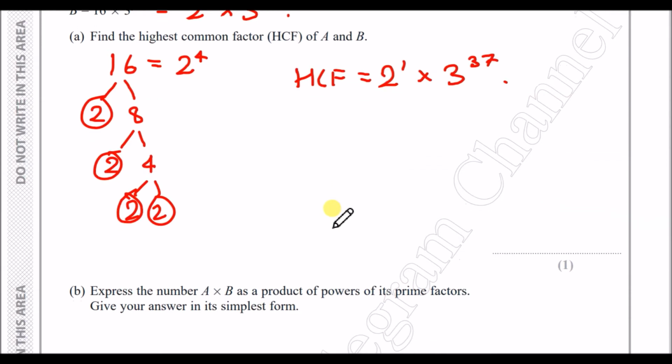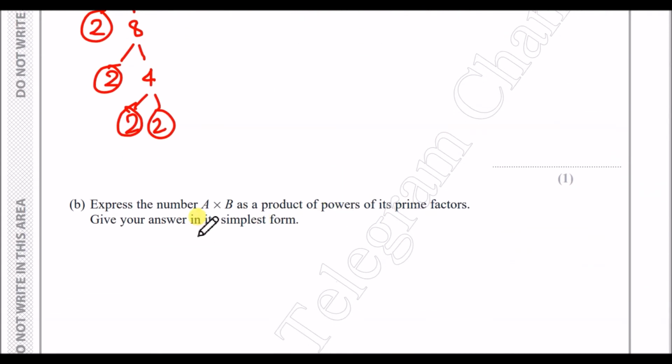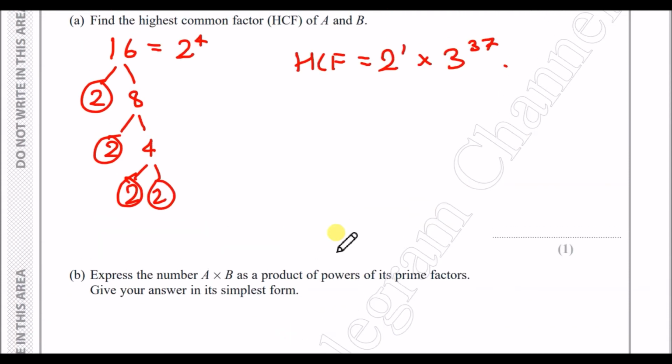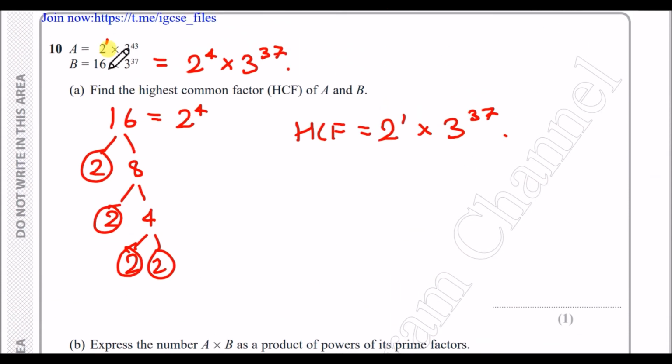Now, what's next? B. Express the number A times B as a product of powers of its prime factors. Give your answer in simplest form. Ooh, interesting question. So A times B. So they want us to just combine these two terms, yeah? So it'll be, for example, 2 to the power 1 times 2 to the power 4, and 3 to the power 43 times the other big power. That's actually quite easy. I'm going to do it right here, guys, yeah?